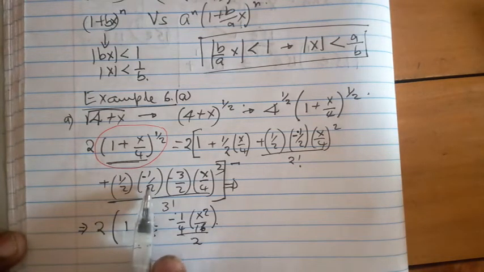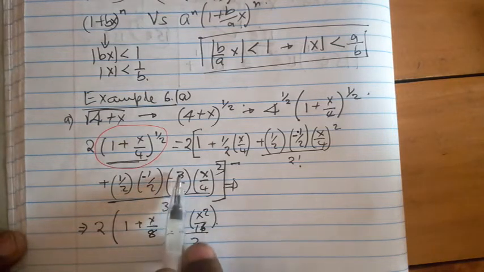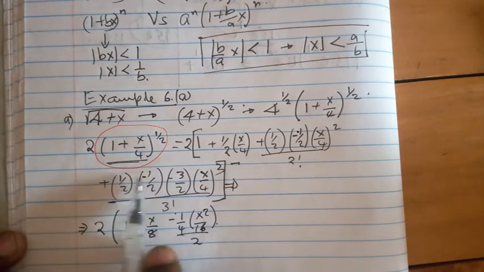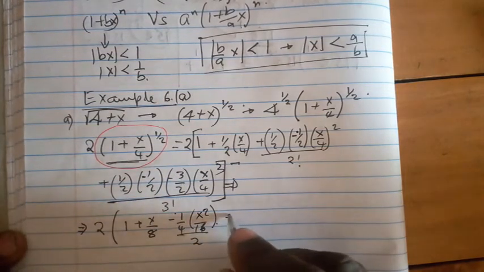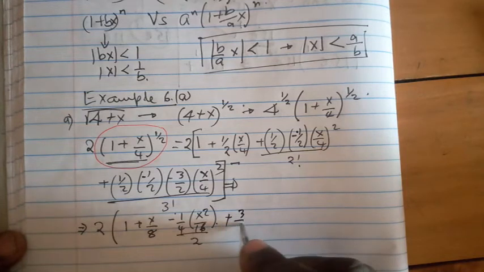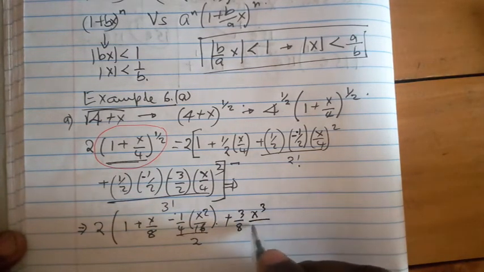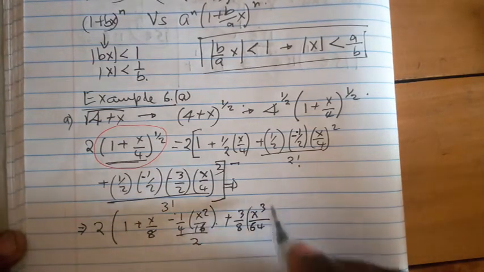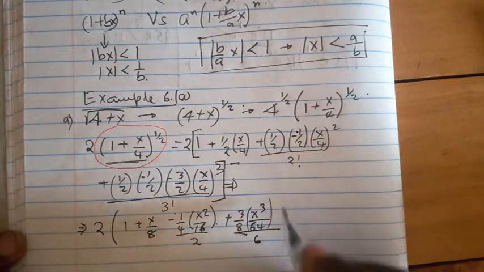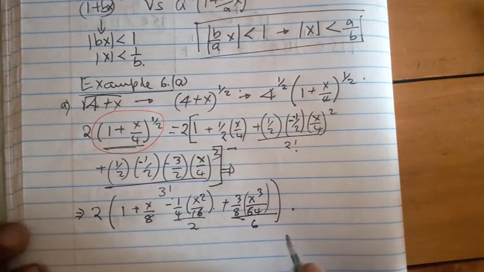a half times minus a half is minus 1 over 4, times minus 3. This is 3 over 8, and then x cubed over 64, because 4 cubed is 64. So we have that, everything over 6, and then we can close there. So it is our duty now to simplify what we are having.